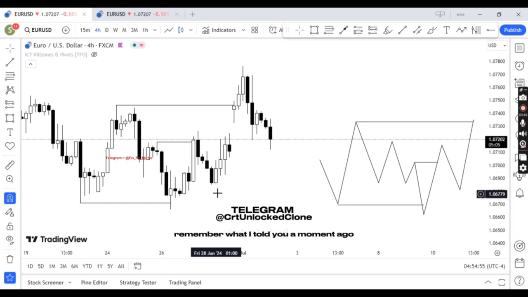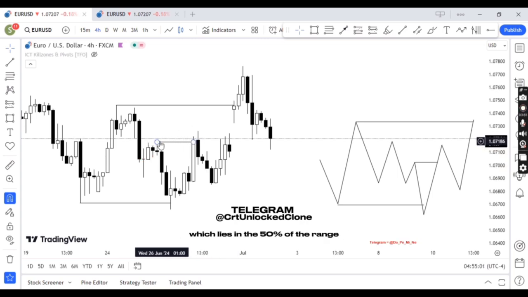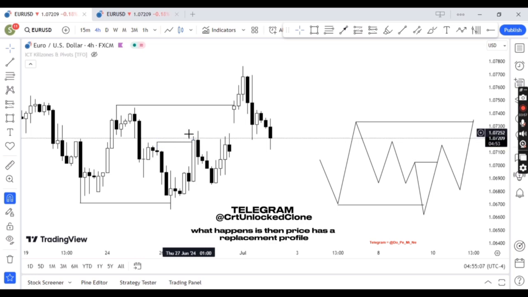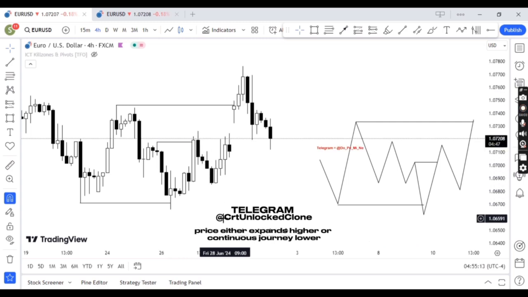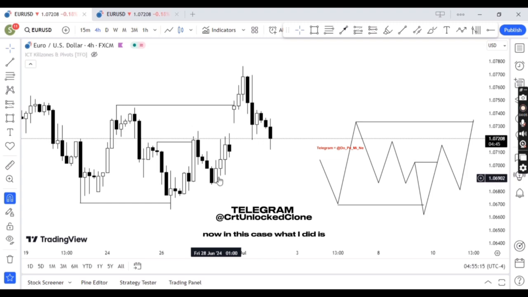Remember what I told you a moment ago. More often than not, after price takes out an inside range high which lies in the 50% of the range like this, or reaches the 50% of the range, price has a retracement profile, and after that retracement profile, price either expands higher or continues its journey lower. Now in this case, what I did is I expected this retracement profile on the 4 hour with a 15-minute time frame entry, right?